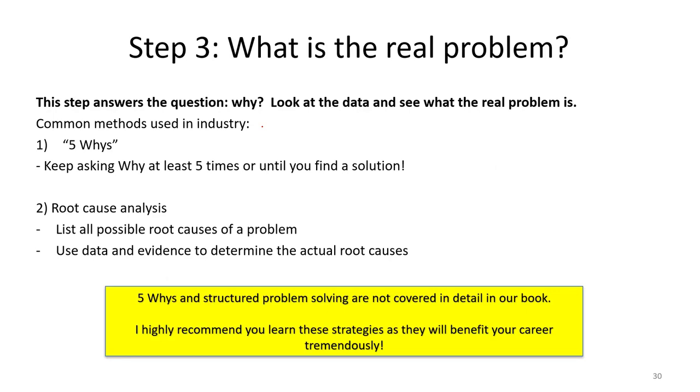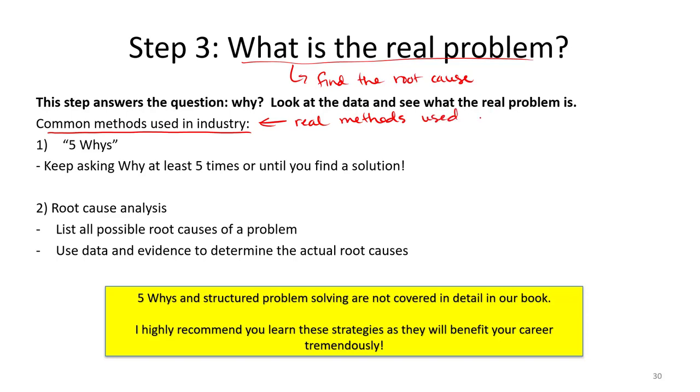Then you move on to step 3. What is the real problem? This is a very important step. We want to find the root cause. So we want to look at our data and find out what the real problem is. There's two common methods that are actually used in engineering industry, which I would like to share. These are real methods used by engineers. So definitely give these a try.